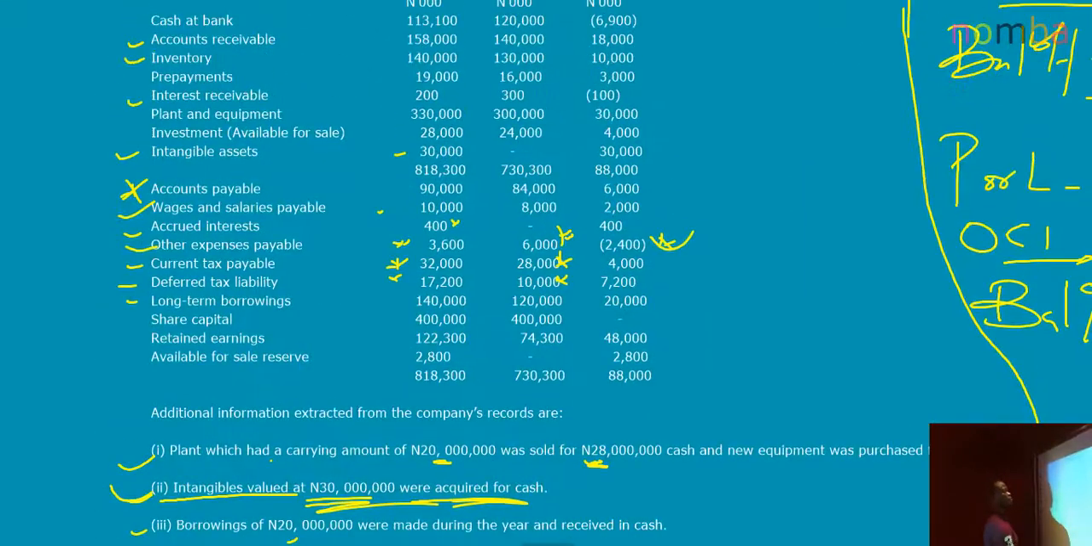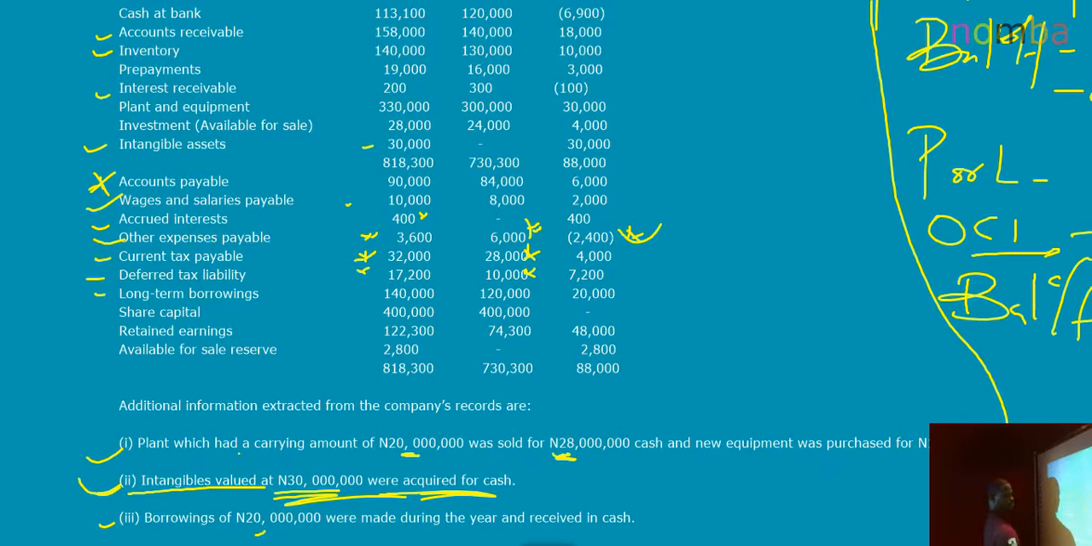So we go back, we pick the next item, and that's investment. Now this is an available for sale investment, which at the beginning of the period was 24,000. Now it has increased by 4,000. Does this increase relate to a gain on remeasurement of available for sale investment, or does it relate to an additional acquisition of available for sale investment?